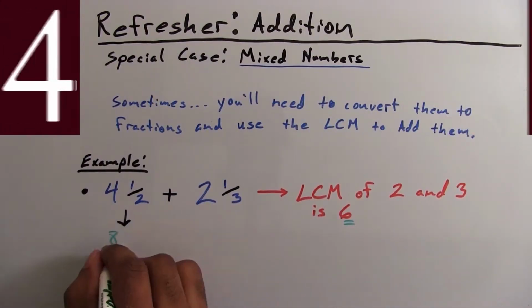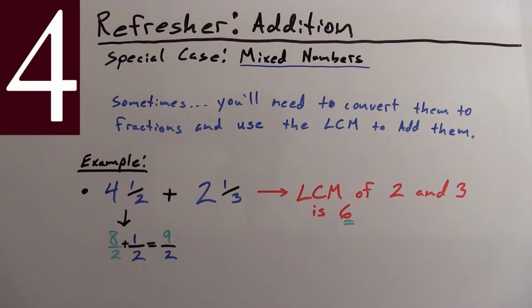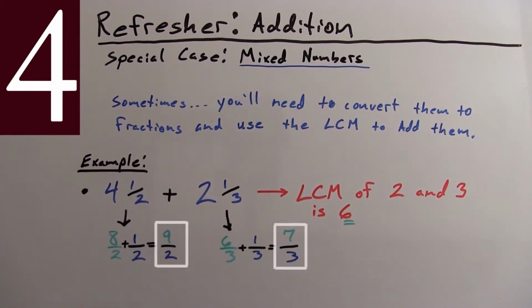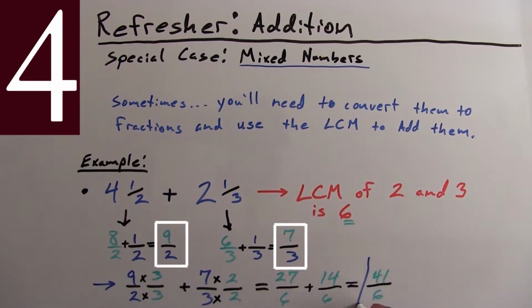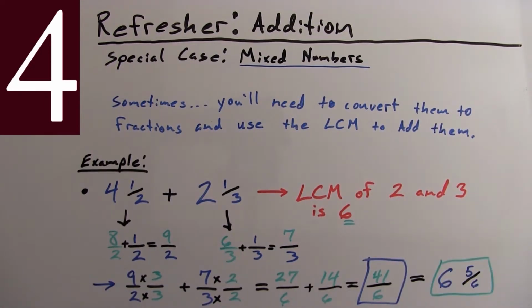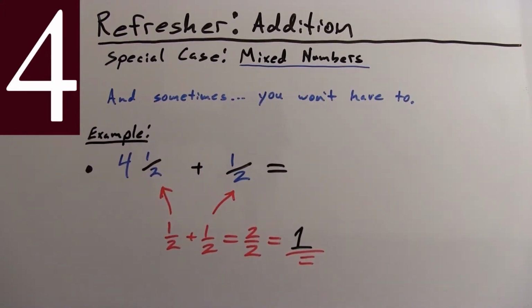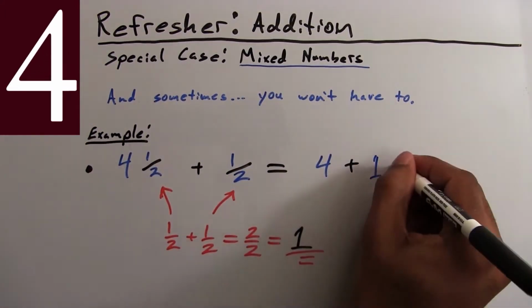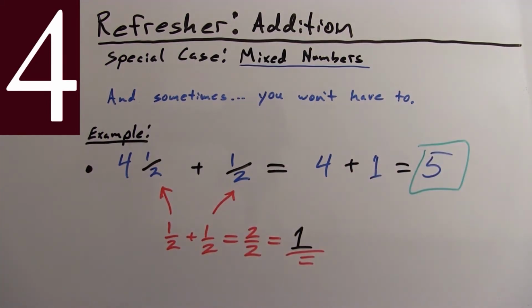So the fourth thing you need to know about addition is that mixed numbers are special as well, just like their fraction cousins. See, sometimes you'll need to convert mixed numbers to fractions, and then if their denominators aren't the same, use their LCMs to make them like fractions to add them, before you can do any arithmetic. And then sometimes you won't have to do that at all. The secret is that here, in this example, the denominators are already the same, so you don't have to do anything fancy.